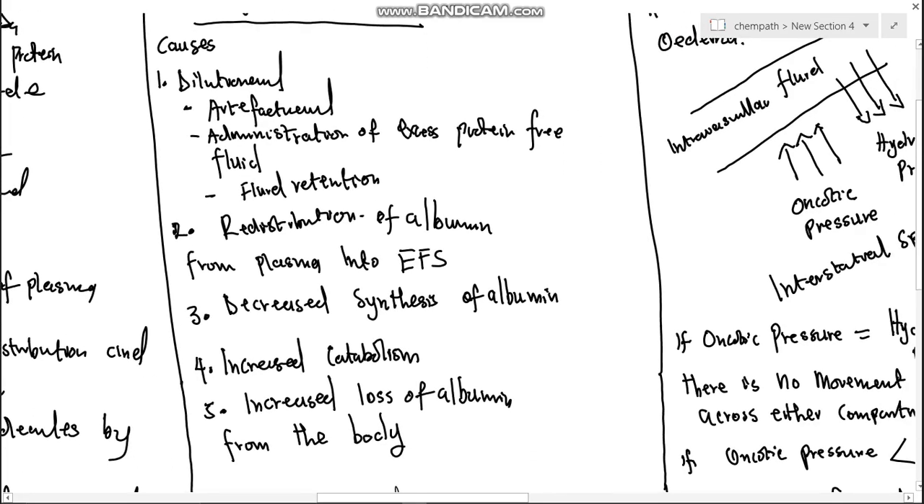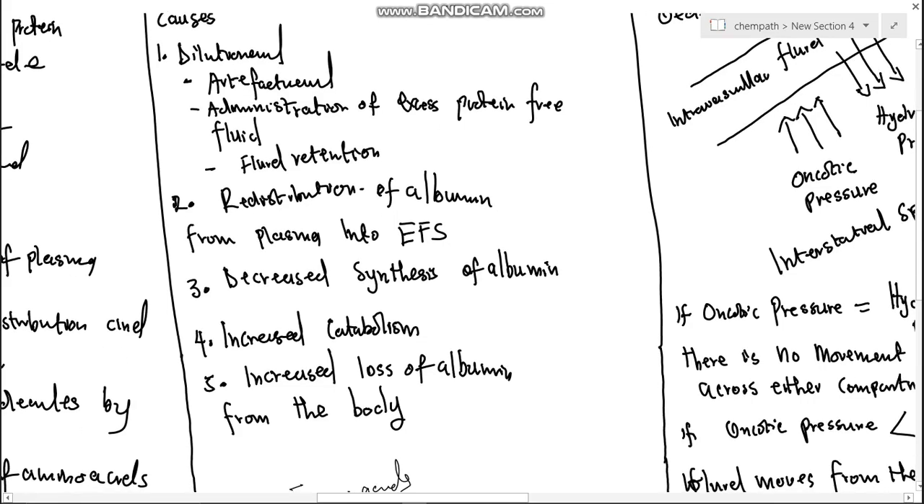Then we talk about redistribution of albumin from the plasma into the extracellular fluid compartment or system. So, for instance, when there is a leakage within the endothelium, albumin moves from the intravascular compartment into the extravascular fluid system, and that causes a decrease in plasma albumin concentration.